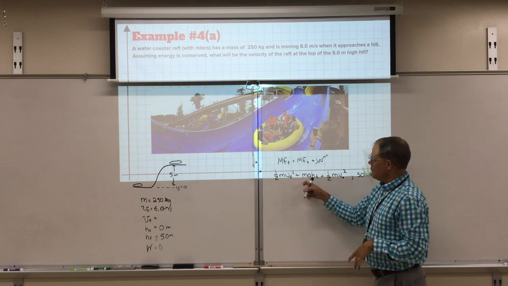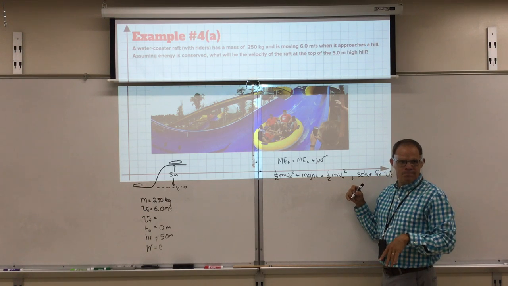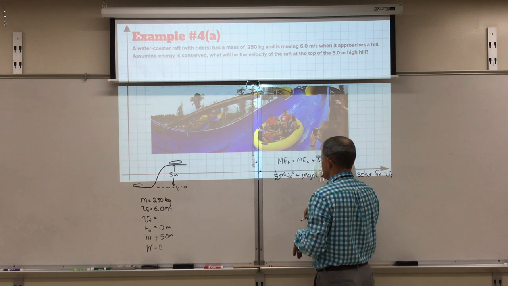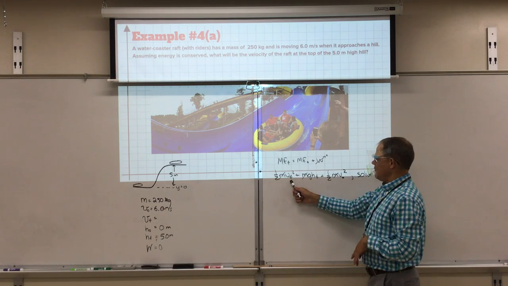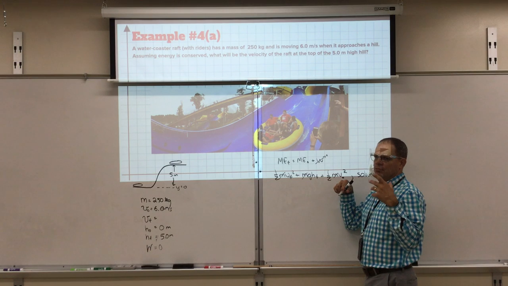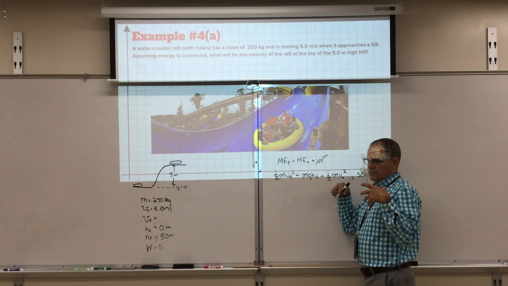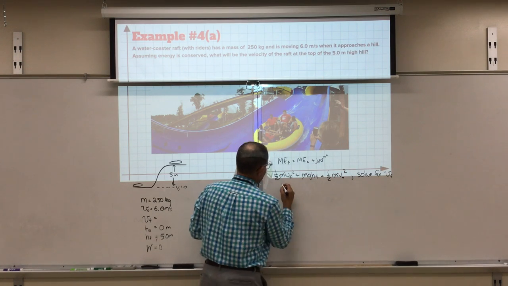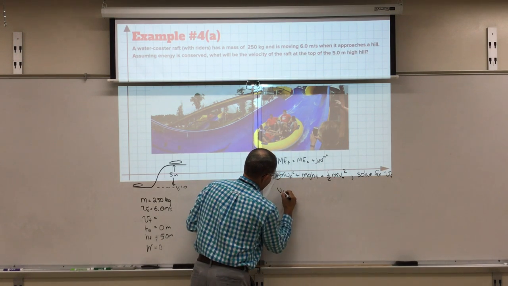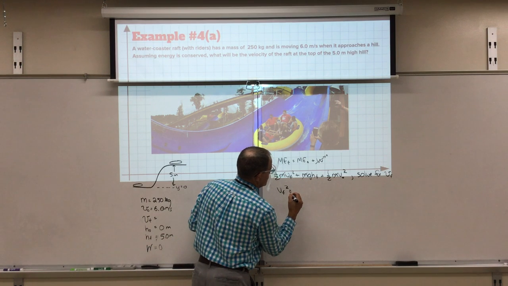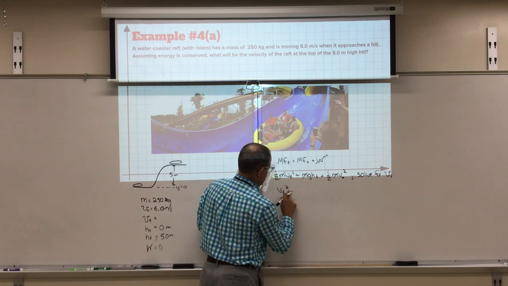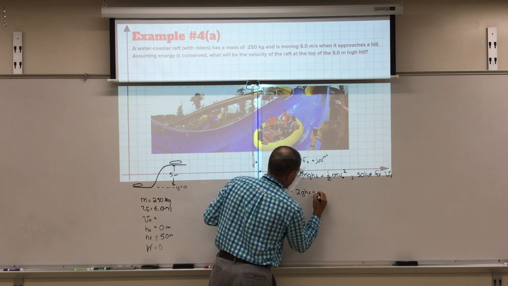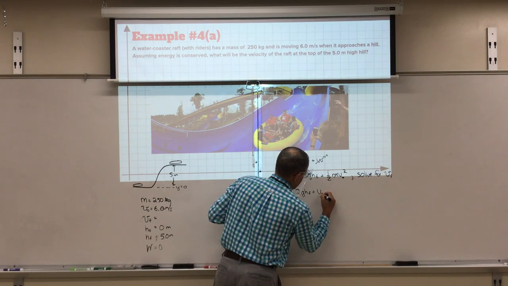So, does every term have an M? Yes. It does. I can cancel it. I'm trying to solve for V final. So what am I going to do next? Multiply by 2. Clear the fraction, right? But multiply by 2, I get 2 times a half. I get V final squared plus 2GH final equals V initial squared.